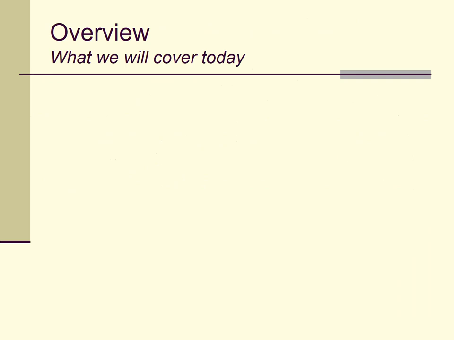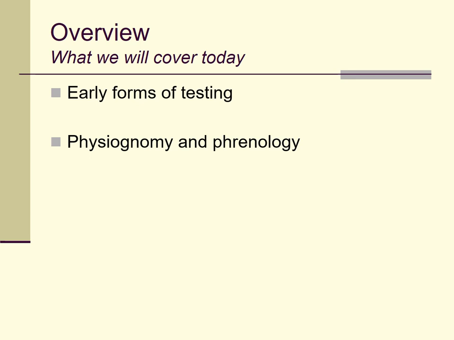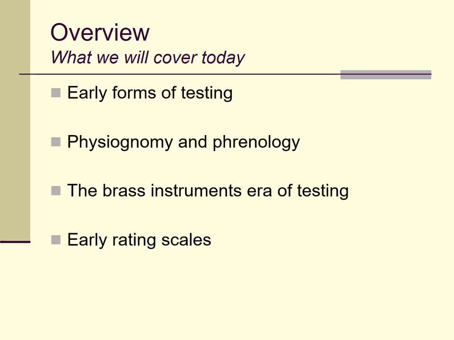So, okay, that's some big ideas, or at least one or two big ideas, a big quote. What's the overview for what we're going to talk about today? Well, I'm going to just begin by highlighting a couple bits of history from early testing. I'm going to talk a little bit about physiognomy and phrenology as examples of a kind of blind alley that psychological testing, mental testing went into. I'm going to talk about the so-called brass instruments era of testing. And I'm going to begin to talk about rating scales, which kind of bridge us into more modern forms of testing, which I'll largely cover in the next one or two lectures, again, depending on exactly how I sort through my PowerPoints.